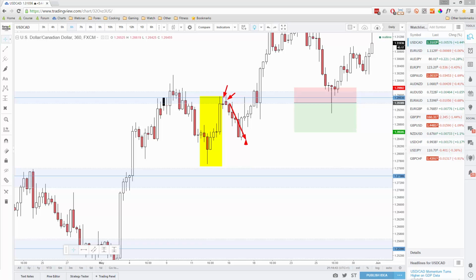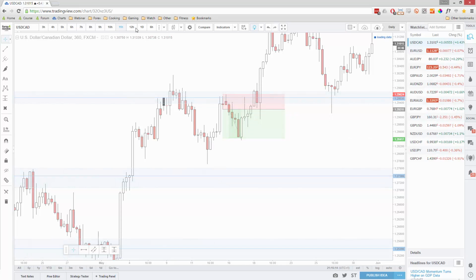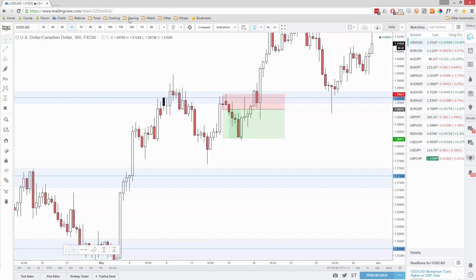Anyway, this is the 6 hour. You can see the time frames up here. I place my support resistance areas on the 12-hour and daily. The 12-hour time frame and the daily time frame is where I place my support resistance areas, and I use those areas to trade all time frames.